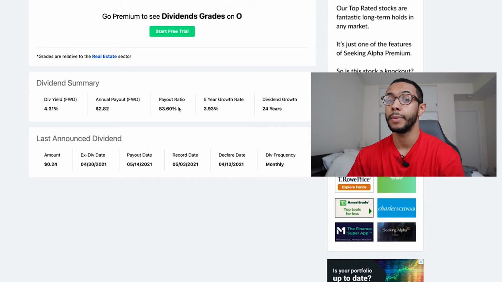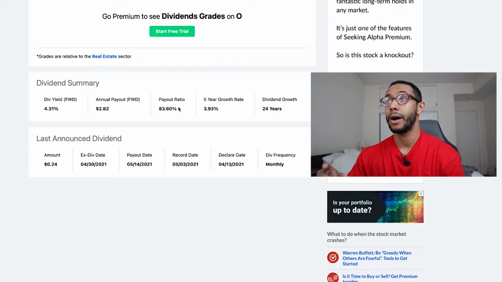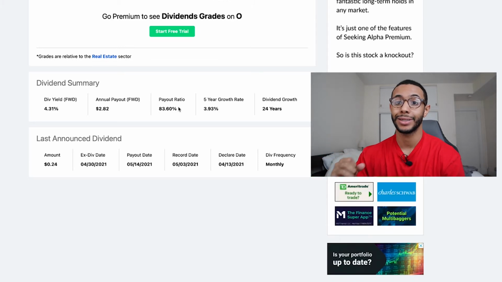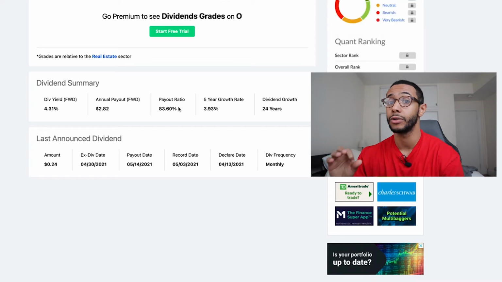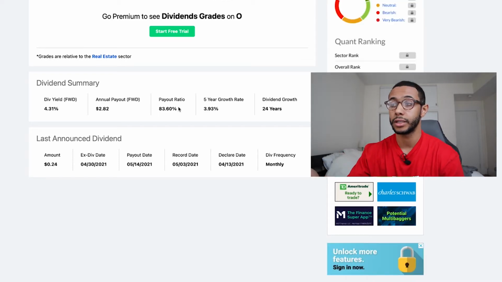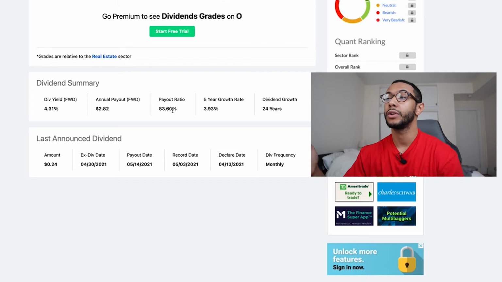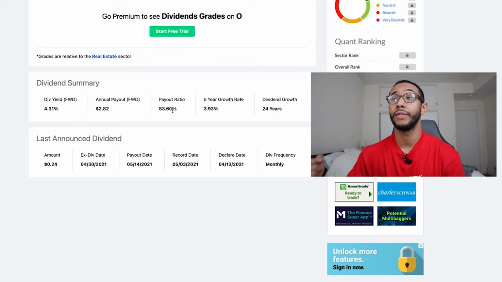So payout ratio, right? If the company makes $1 in profit, they're going to pay out 83.60% of that $1. So that's about 84 cents of every single dollar in profit that they make, they give back to their investors in the form of dividends. I like to look at something that's a little bit less than a 70% payout ratio so that there is a healthy balance of reinvesting profits and paying your investors.